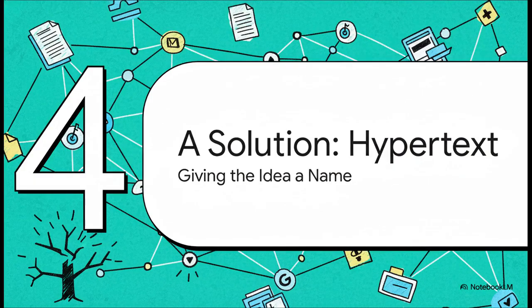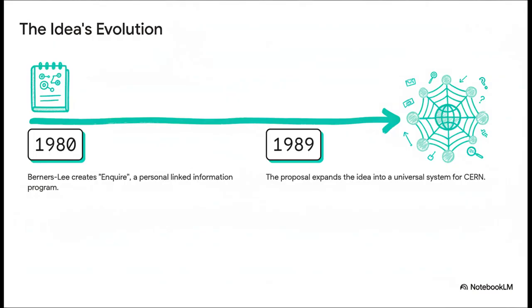Now, this powerful idea of linked information wasn't totally brand new. In fact, it already had a name, one that was coined decades earlier, but was just waiting for the right moment and the right tech to come along: hypertext. And Berners-Lee himself had been kicking this idea around for years. Way back in 1980, he'd written a little program for himself called Inquire that did exactly this. It just let him create links between his own notes. The 1989 proposal was the moment that this little personal tool grew up into a vision for a system that everyone could use.